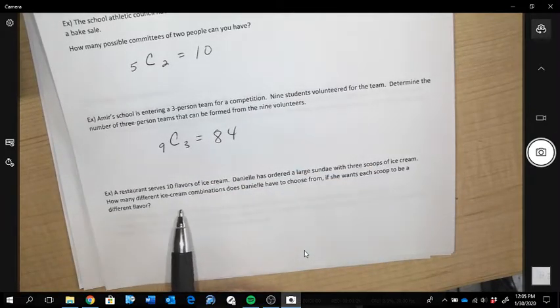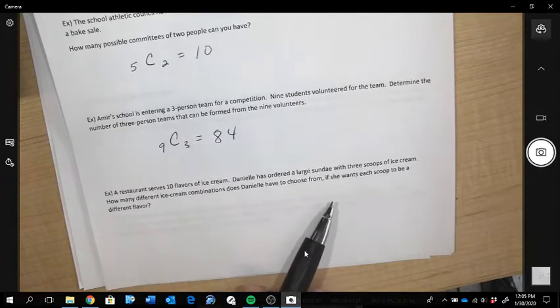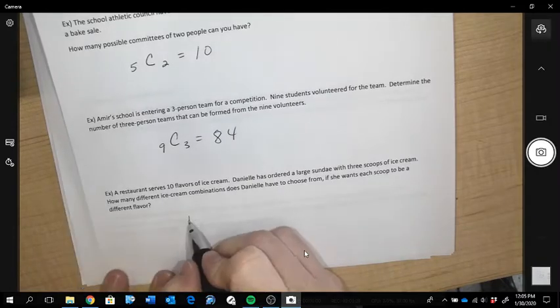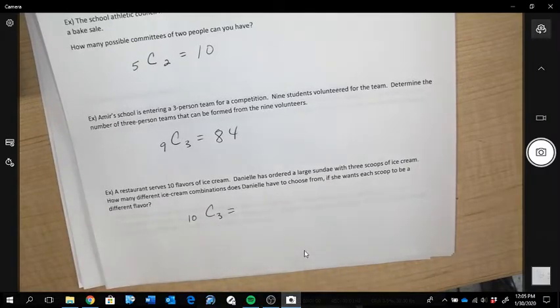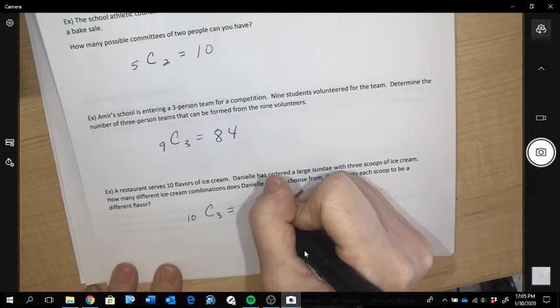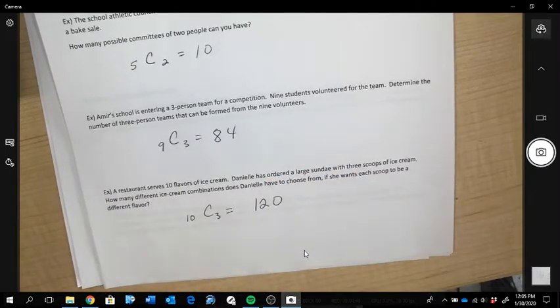Okay, a restaurant serves 10 flavors of ice cream. Danielle has ordered a large sundae with 3 scoops of ice cream. How many different ice cream combinations does she have to choose from if she wants each scoop to be a different flavor? Okay, so 10, and she's going to choose 3 of them. So again, just typing in your calculator, you try it, and you should get 120.